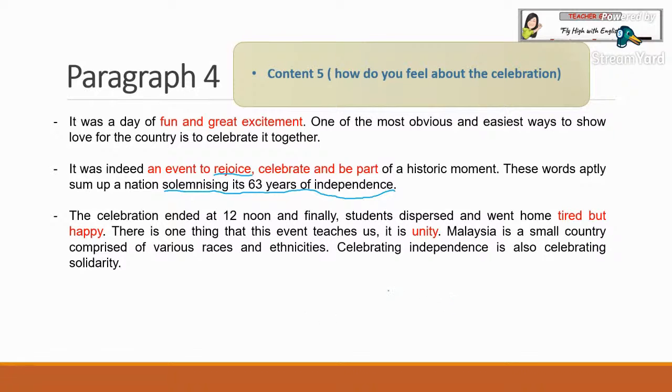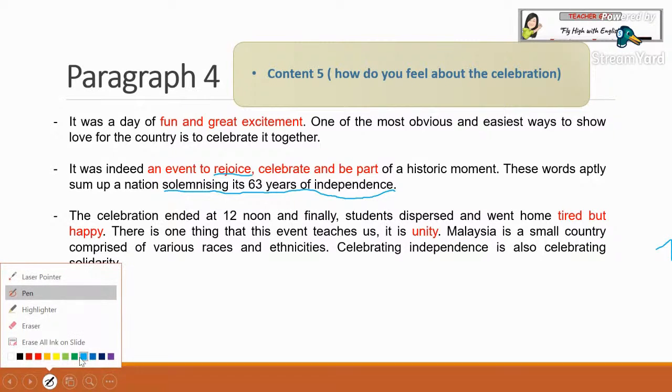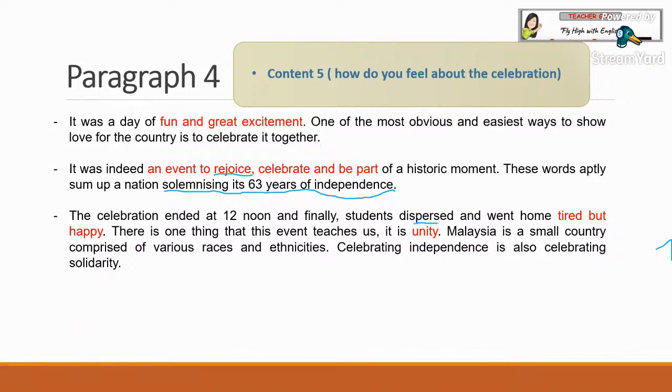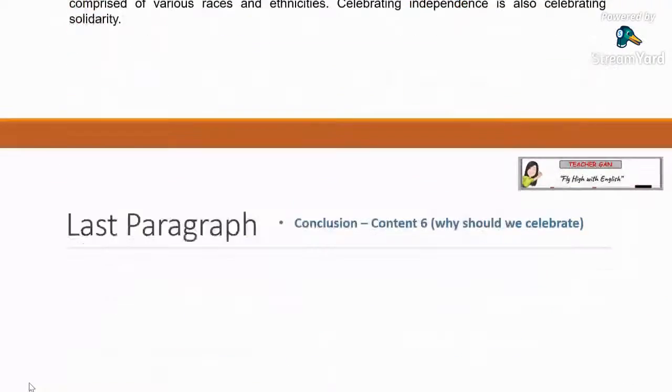Okay, there is one thing that this event teaches us, it is unity. So you learn the importance of unity. So this is your feeling. Malaysia is a small country comprised, comprised means terdiri daripada, various races and ethnicities. Ethnicity means bangsa, or kaum. Celebrating independence is also celebrating solidarity. Let's look at the word solidarity. Solidarity here means you are together, as one. This in BM is called perpaduan.